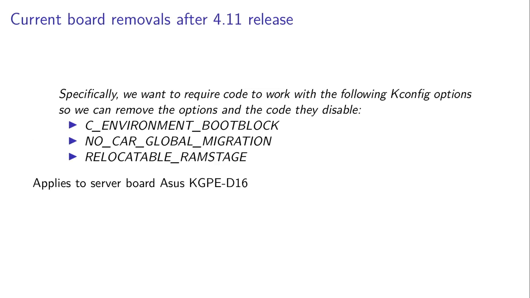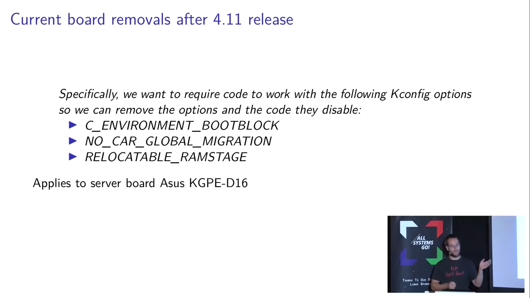So the next release for 4.11 is planned for October, but as I said, the only important thing is more or less that it's just a tag, and afterwards certain criteria or deprecations which were announced at least 6 months earlier are applied. So these are the new criteria. As I said, all boards have to support C environment boot block, and the CAR global migration. CAR is cache as RAM, and the variables which are stored in there need to be moved to the next stages. So you can, for example, use timestamps, which you measure in the ROM stage, and later on you can read them out.